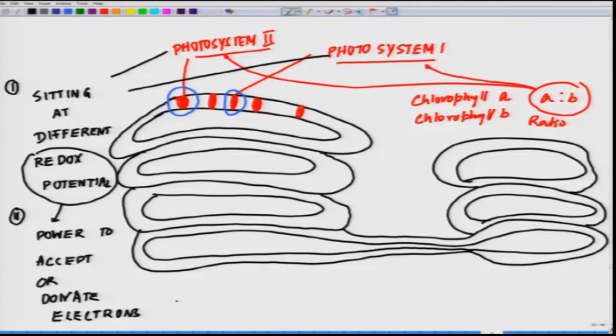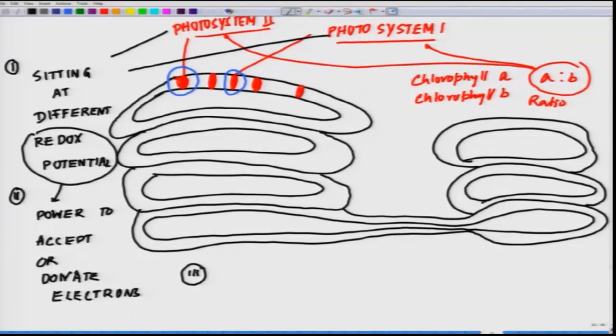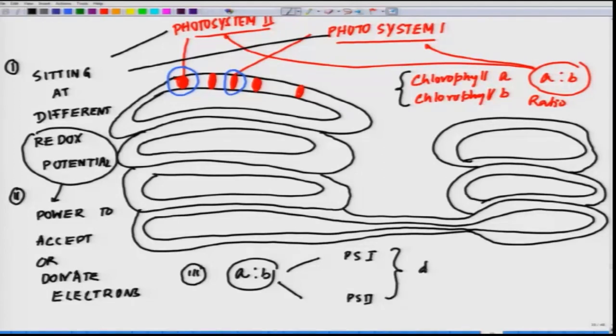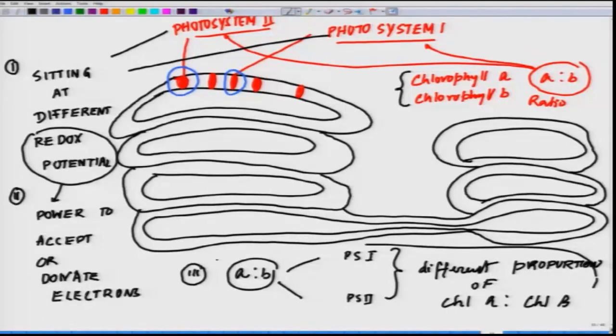And the third aspect I wanted to highlight here is that the proportion of chlorophyll A to B is different for photosystem 1 and photosystem 2. Different proportion of chlorophyll A versus chlorophyll B. Now, based on their abilities of accepting or donating electrons, they could be put on a scale, and we'll come later on to that.